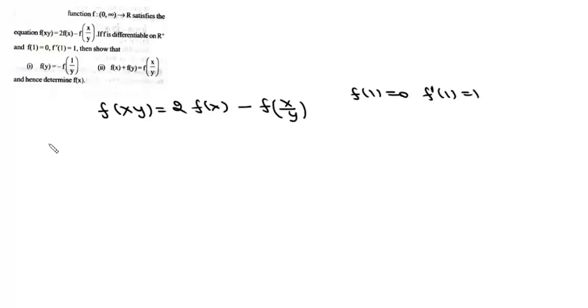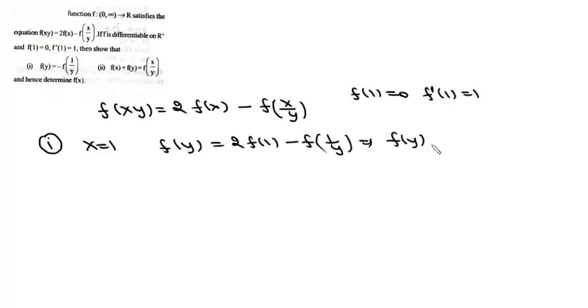Now this first part is to show that f(y) is equal to minus f(1) upon y. So what we'll do is we'll simply put x as 1. So it will be f(y) equals 2f(1) minus f(1) upon y. Now f(1) is 0, so from here we can say f(y) is equal to minus f(1) upon y. That means this first we have proved.